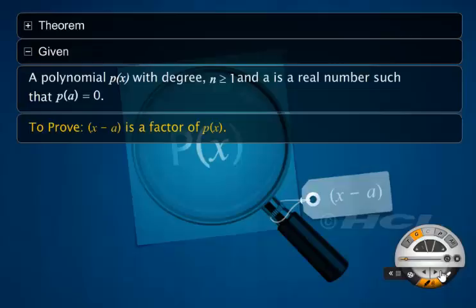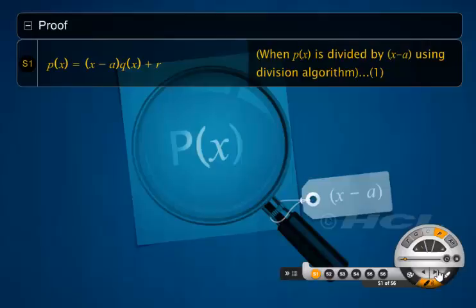Given a polynomial p of x whose degree n is greater than or equal to 1, and a is a real number such that p of a is 0, we have to prove that x minus a is a factor of p of x. Let us prove this theorem.